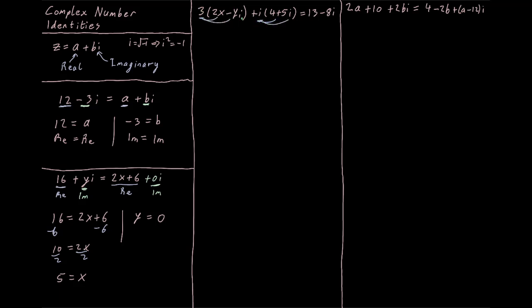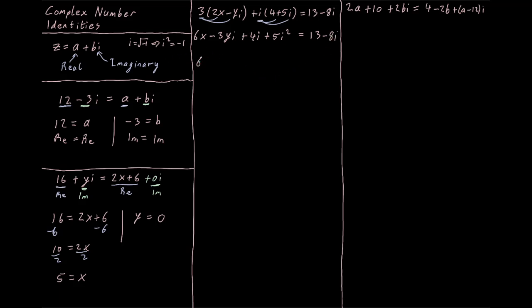So we have 3 of this bracket, so we have 3 2x's and 3 minus yi's. So we end up with 6x, and 3 by minus yi would be minus 3yi. I times 4 would be 4i, and I times 5i would be 5i squared. Immediately I see an i squared, I know that it's the same as -1, so I need to do that substitution. That's all still equal to 13 minus 8i.